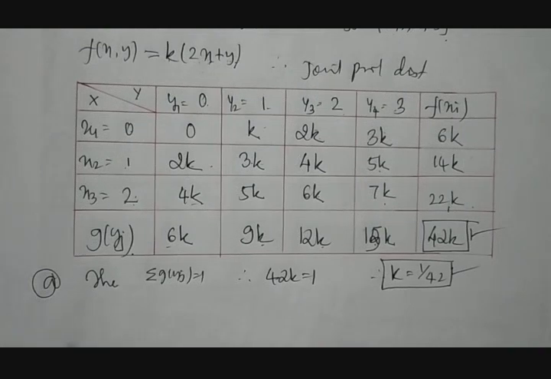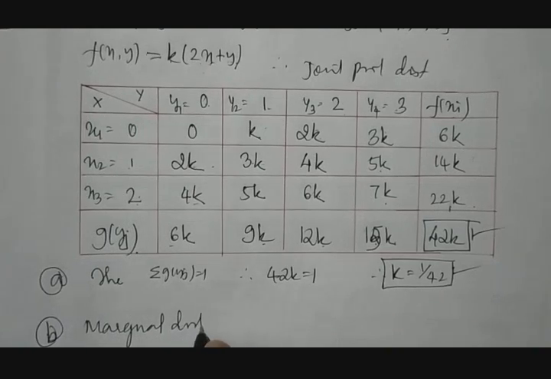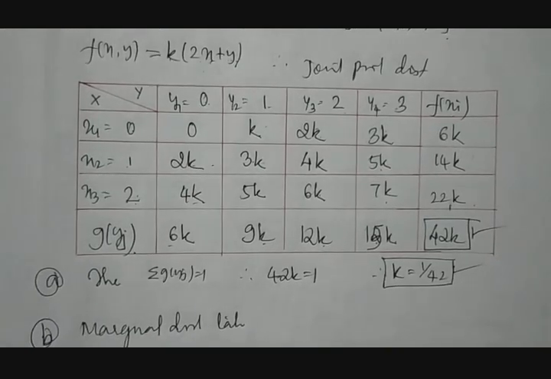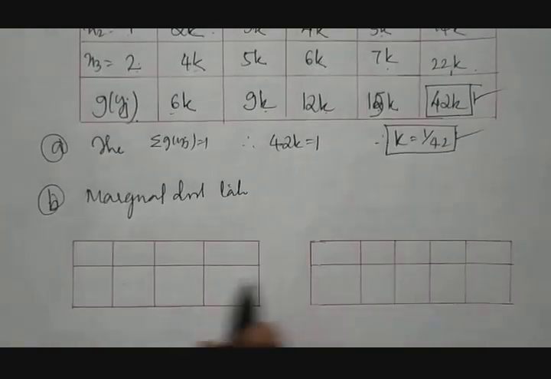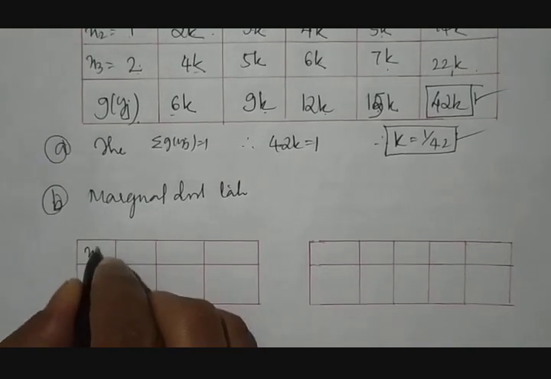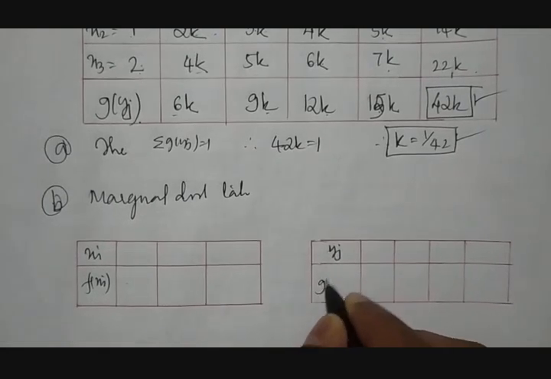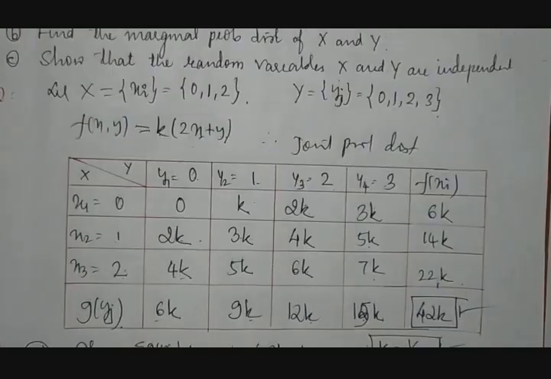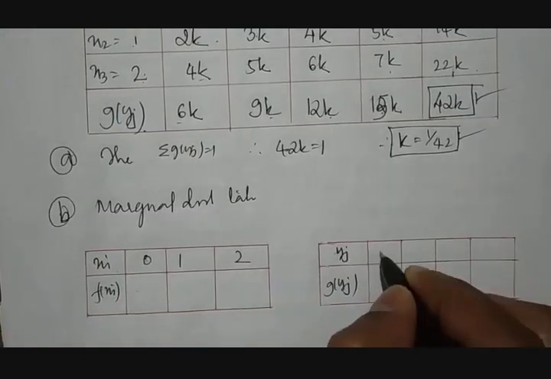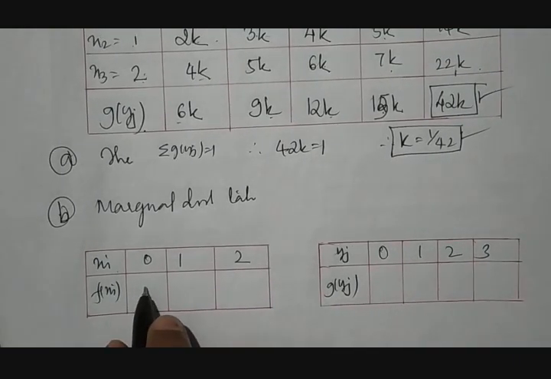Second, we have to get the marginal distribution tables. How is it possible? Second one, the marginal distribution table, probability table. How do you get the marginal distribution table? I'll be taking two separate tables, one for xi where it will be f of xi, and one for yj, where it is g of yj. X values are already fixed, that is 0, 1, 2. Y values are 0, 1, 2, 3.